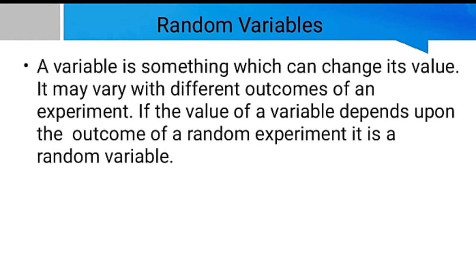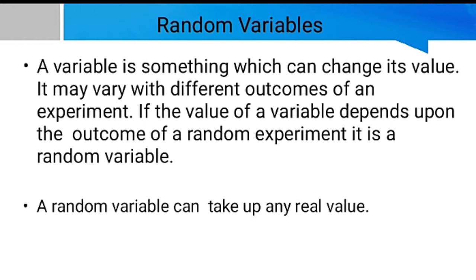Random variables, so this would be our focus. This would be our main target, to learn what random variables are. A random variable is a variable that can change its value. It may vary with different outcomes of an experiment, meaning it is not constant. It may vary, it may change. If the value of a variable depends upon the outcome of a random experiment, it is a random variable. A random variable can take up any real value.